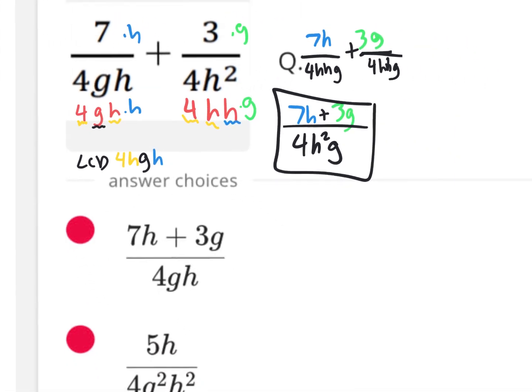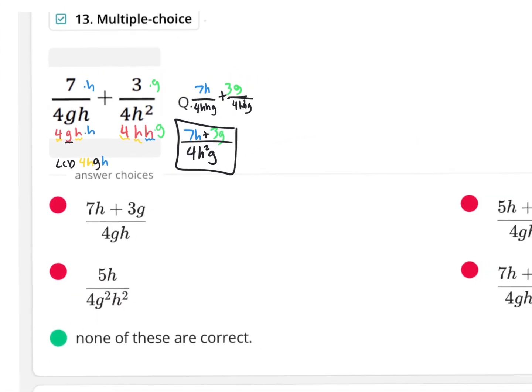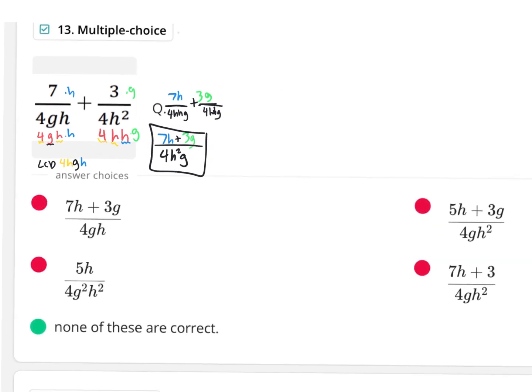And if we look at the multiple choice answers, none of those are there. This one looks like it, but it doesn't have an h squared. That one doesn't have a g either. So yeah, none of these would be the correct answer on this one.